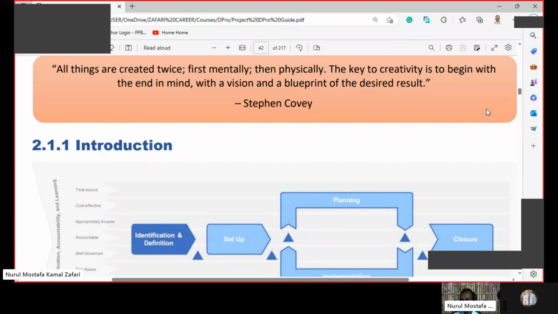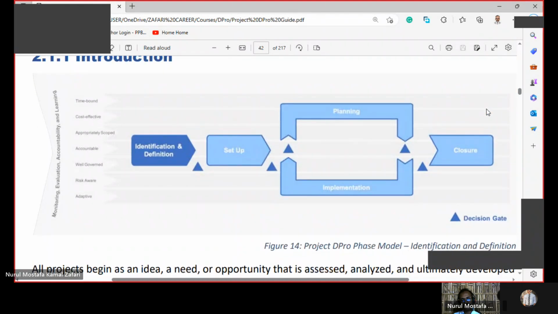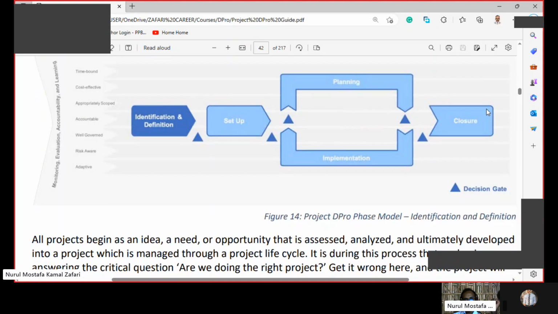Point 2.1.1, introduction. So at the very beginning of the discussion, there is the diagram we have discussed already. Let me tell again. There are 5 phases in the Project DPro phase model: identification and definition, setup, planning, implementation, and closure. There are decision gates after each phase, and we have to decide whether we'll go ahead or not.